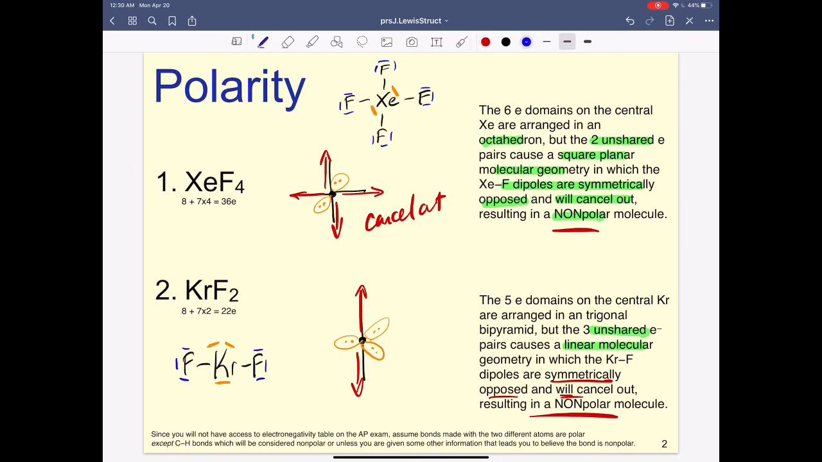It's very important to realize that the unshared pairs will be in the 3 equatorial positions, again resulting in the linear geometry.